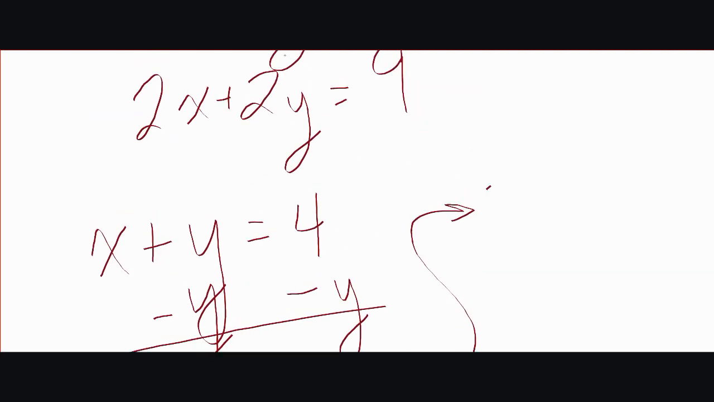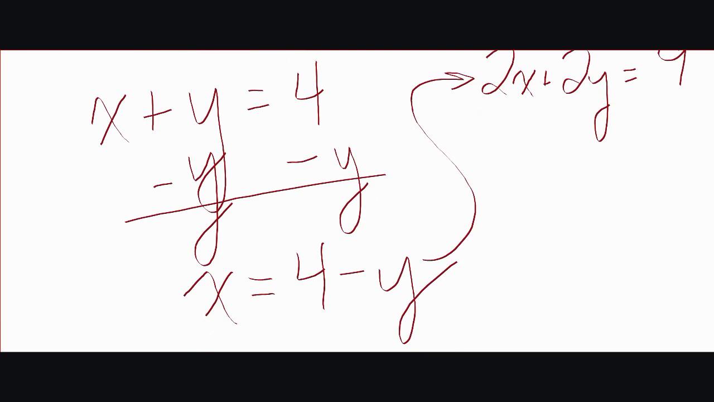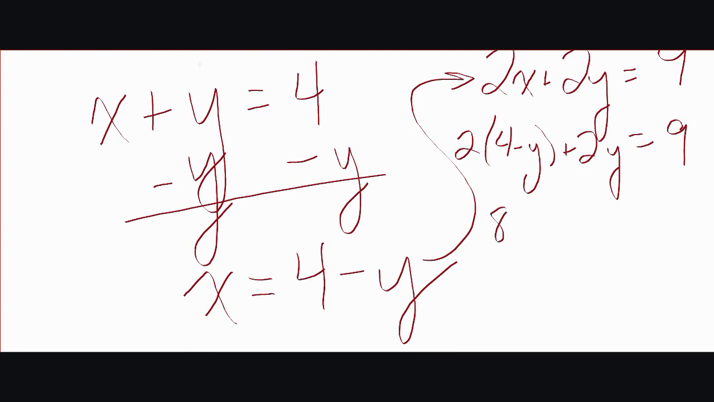The other equation is 2x plus 2y is equal to 9. Okay, so I'm going to plug in x is equal to 4 minus y. So this is 2 times (4 minus y) instead of x, plus 2y, which is equal to 9. Alright, so 2 times 4 is 8. 2 times negative y is negative 2y, and then plus 2y equals 9.